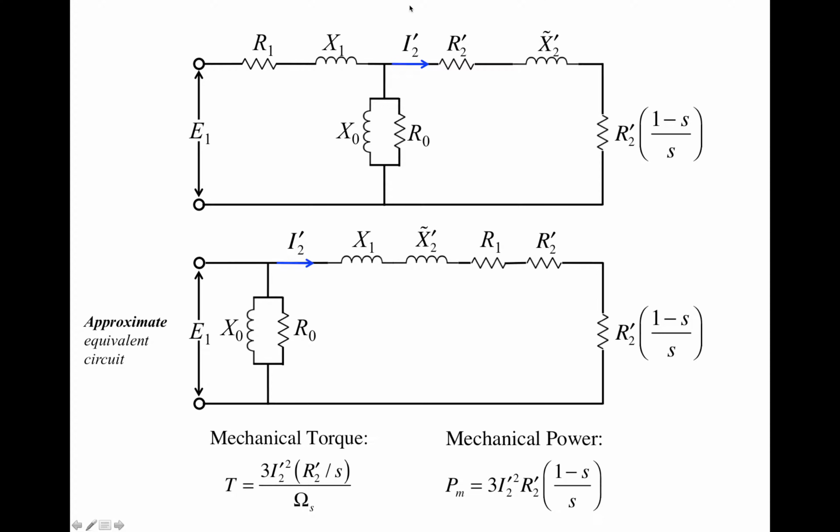So the calculation is quite complicated. It will take some time to do this calculation, but it can be done. It's feasible to get I2 prime using the exact circuit. It's just time consuming, but not really too difficult, right?